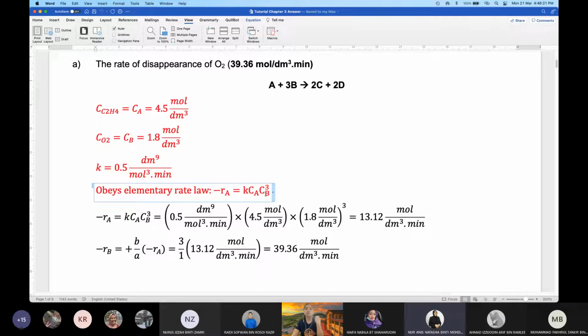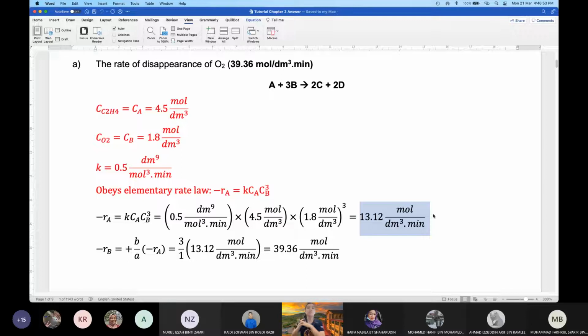Then CA, concentration of A. So dalam soalan ni, you're very lucky, is given directly. Concentration of A adalah 4.5. You replace 4.5. Concentration of B is also given directly already as 1.8. So I replace 1.8. So don't forget yang 1.8 tu CB tu power of 3. So the 1.8 tu you have to make sure is power 3. So when you solve this, you first get the minus RA as 13.12 mole per dm cube minute.